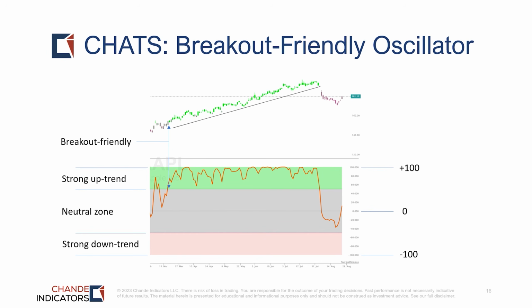So a quick summary, CHATS is a breakout friendly oscillator on a scale of -100 to +100. You can choose where to set the neutral zone, so you can identify zones with strong uptrends or zones with strong downtrends. You can use CHATS for trend following or counter trend strategies on any exchange, any instrument, and any time period. But remember, like with any other indicator, there's always risk of loss in trading when you're using CHATS.